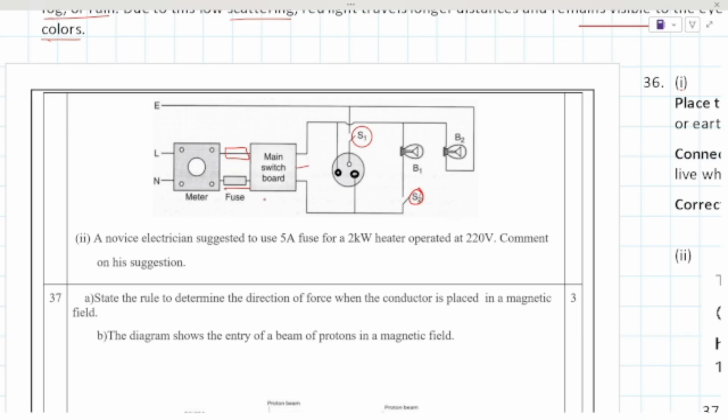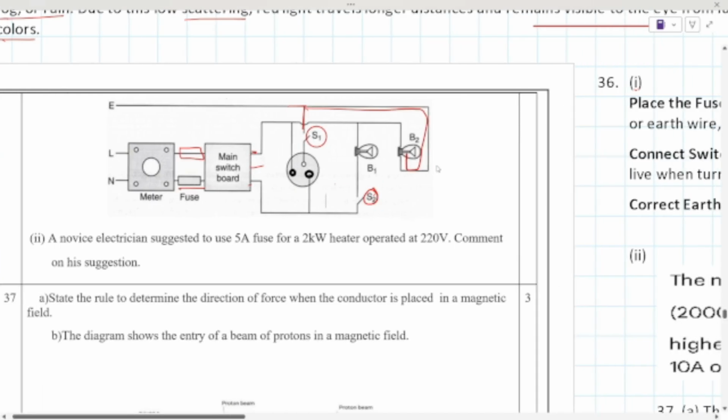Yes, it should be on the live wire, right? Yes, the rest are all okay. Everything is correct. Yes, okay, both, right?